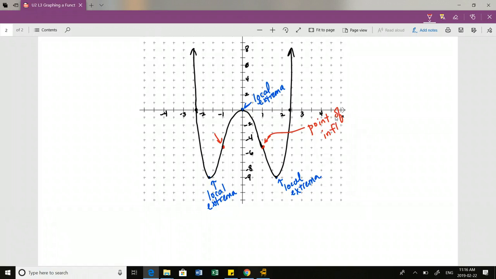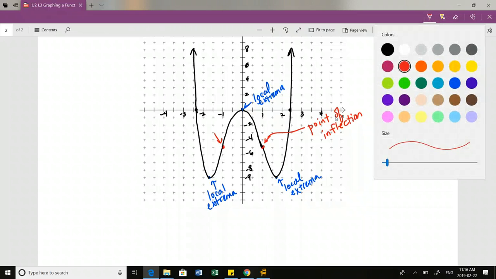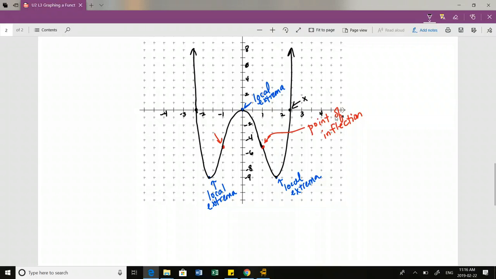Okay, and then these guys were X-intercepts. And this was both X-intercept and Y-intercept. Cool.